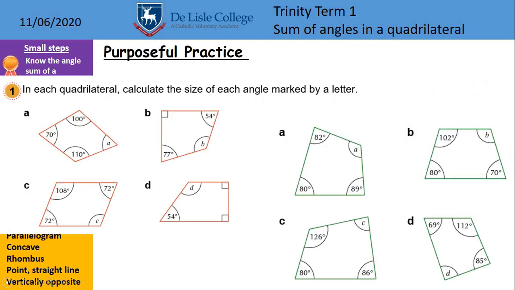So, if we now know the fact that the sum of all angles in a quadrilateral is 360 degrees, you're going to need to calculate the size of each angle marked by the letters and find what the missing angles are on these 8. So there's an ABCD first and then a second batch of ABCD. There are 8 in total. So if you pause the video and have a go at those for me.